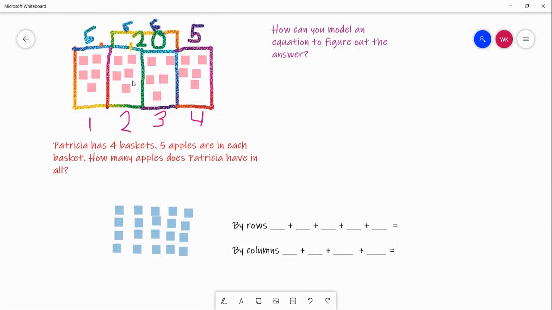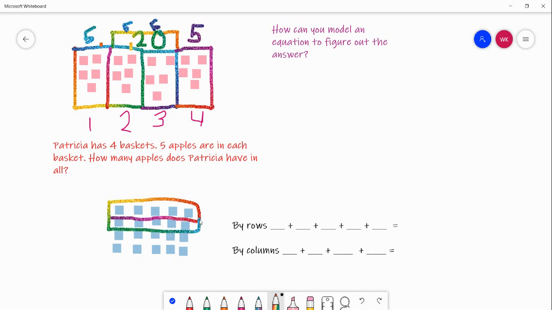Now we're going to do our array model with the same problem. Remember, the bar diagram was something you can use as a manipulative to figure out the answer, or you can use the array. Patricia has 4 baskets, 5 apples in each basket. So these are our baskets: 1 basket, 2 baskets, 3 baskets, and 4 baskets. And remember, these are our rows, because rows go from left to right. They are horizontal.